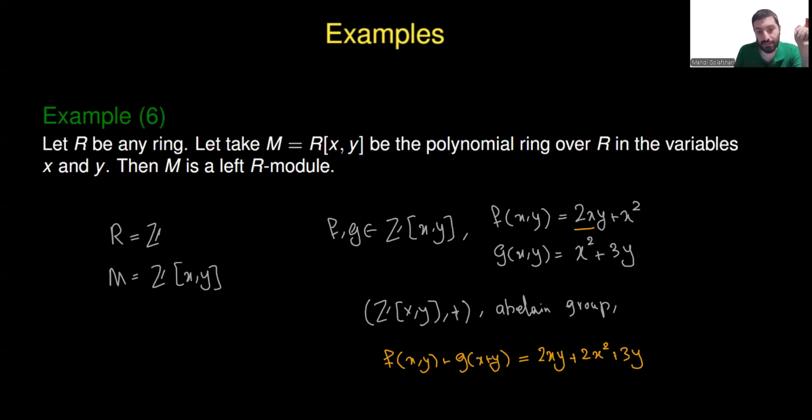scalar multiplication. For example, we can say a, which is equal to, for example, 2 as an integer number. So a times f, which is equal to 2 times, for example, here it's 2xy plus x squared. You know what's going on, so it doesn't need to be written. So let's go to the next example.